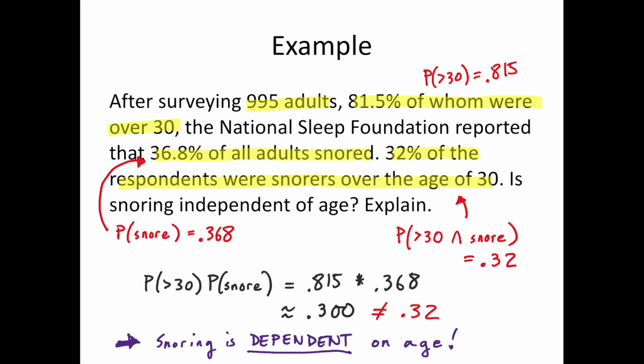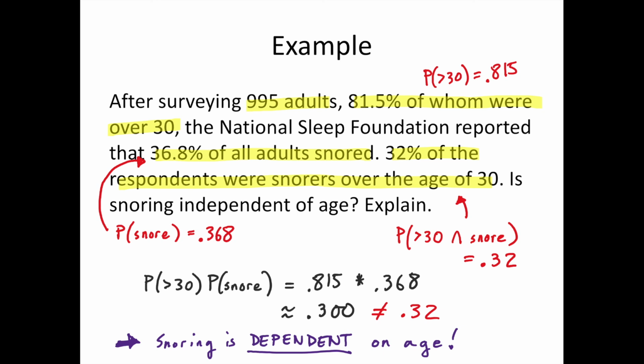So the next sentence is 32% of the respondents were snorers over the age of 30. So this is the most difficult one to translate. And once again, I look at, is that 32% talking about everyone in the survey or only some subset of the survey? It's not 32% of snorers were over the age of 30, and it's not 32% of those over the age of 30 were snorers. Both of those statements would be conditional probabilities. This is 32% of everyone are both snorers and over the age of 30. So I translate that to be a probability of an intersection of two events, greater than 30 and a snorer, and that's equal to 0.32.